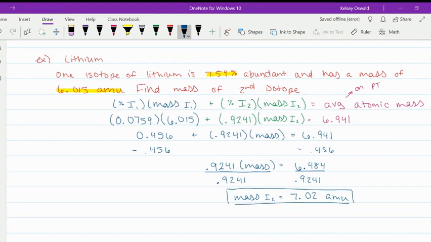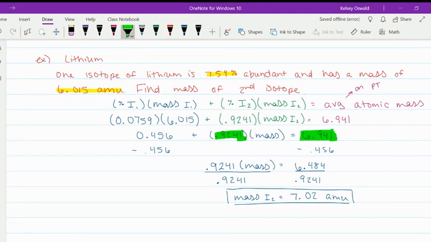This makes sense because our second isotope is much more abundant. Okay, it makes up 92% of all of our lithium atoms. So that means our average atomic mass, that's 6.941, is going to be closer to the mass of our second isotope because that second isotope is more abundant. So it's going to account for more of our average mass.